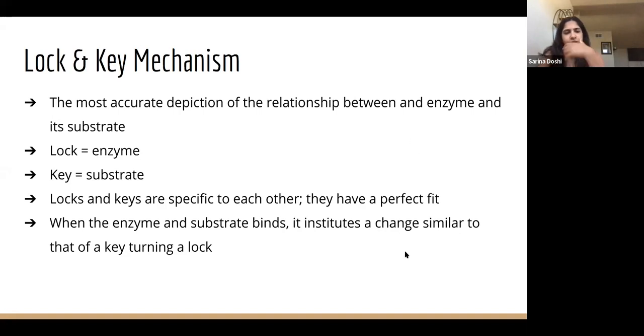Okay, so locks and keys are specific to each other. They have a perfect fit. That's exactly the relationship between an enzyme and its specific substrate. So I've said enzyme and substrate a lot, but we can also refer to these as receptors and their ligands. So I'm not sure if I went over this yet. If I did, then you're set. But if I didn't, then I'll just kind of briefly go over it again.